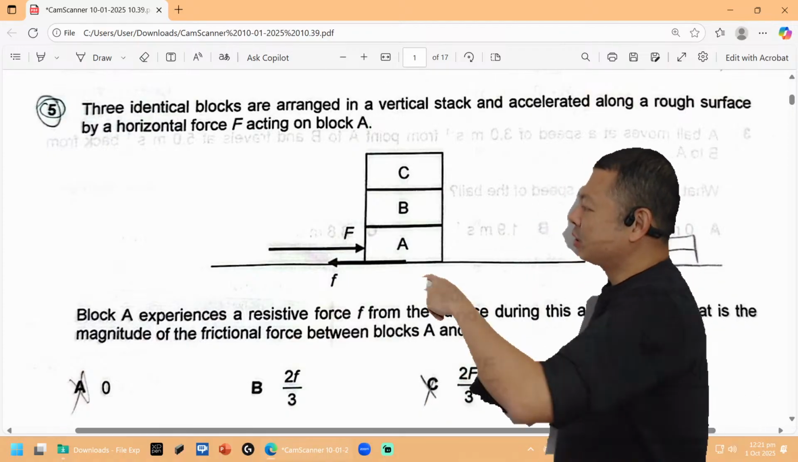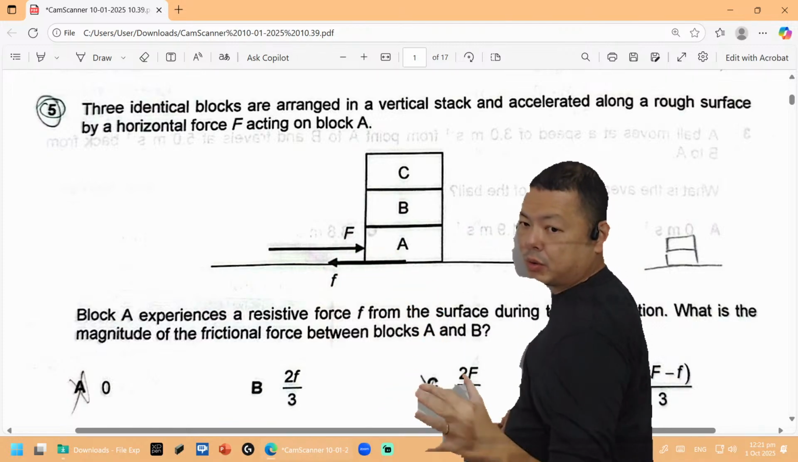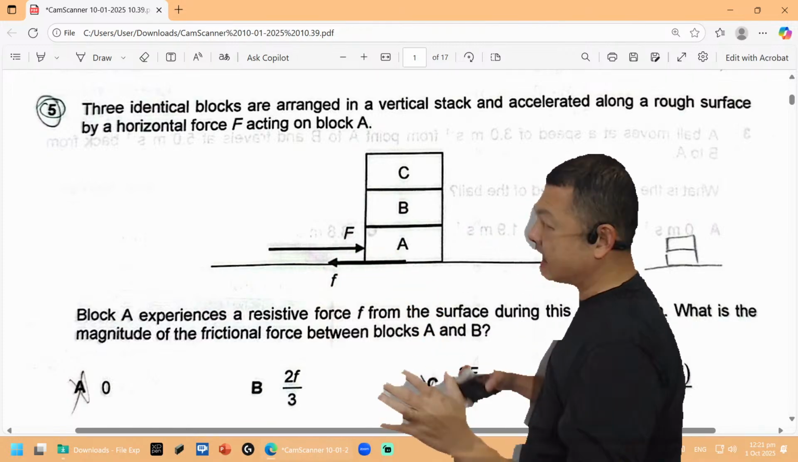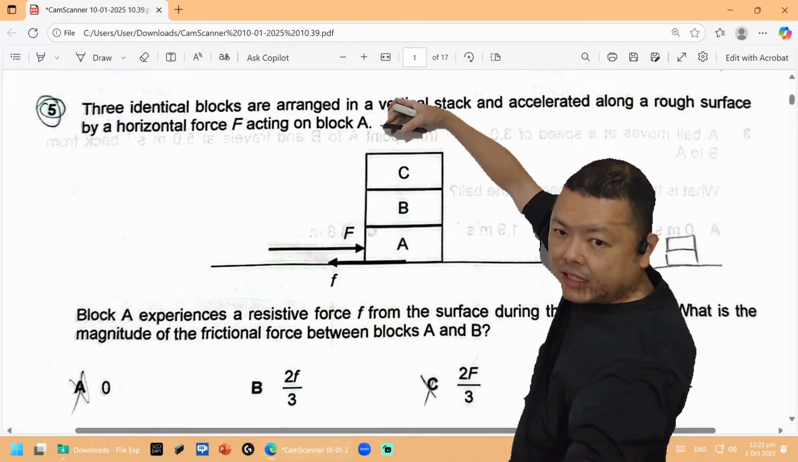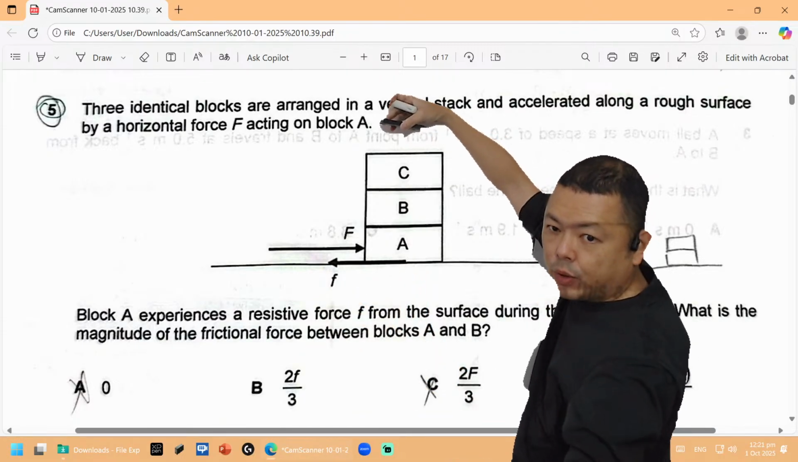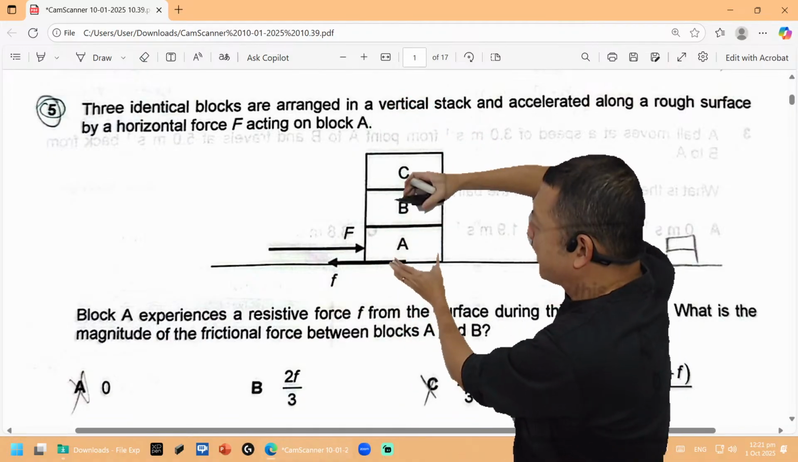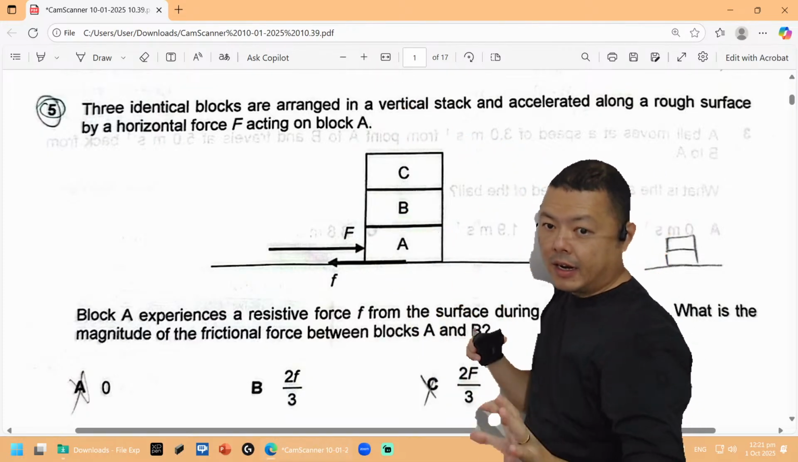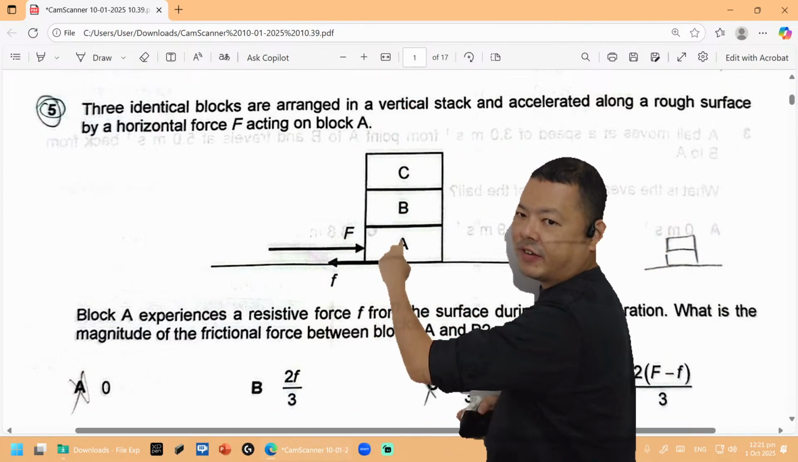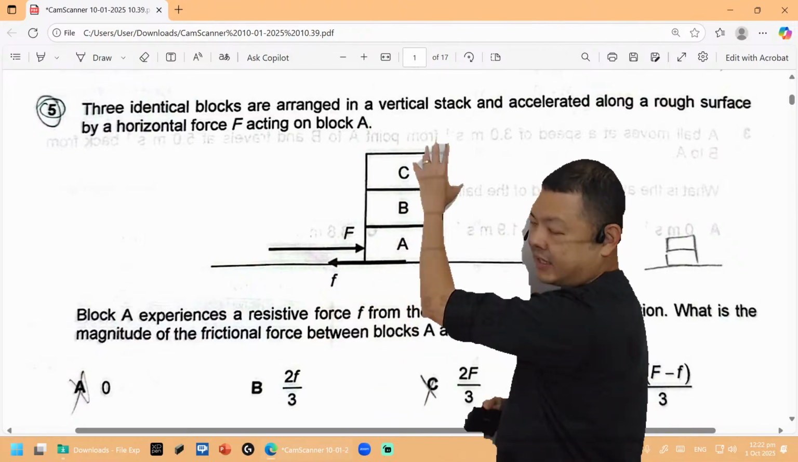Okay. So we have multiple objects here. What I want you to learn how to do is this. You have to be able to look at the big picture. That means you group them all up together. Or you can select which one you want to look at: C, B, A, or a combination of AB, or a combination of BC. But you cannot look at the combination of AC, that makes no sense. Adjacent objects, yes, can.